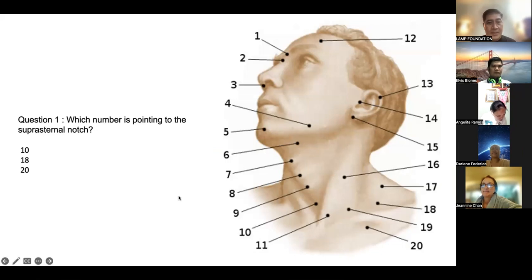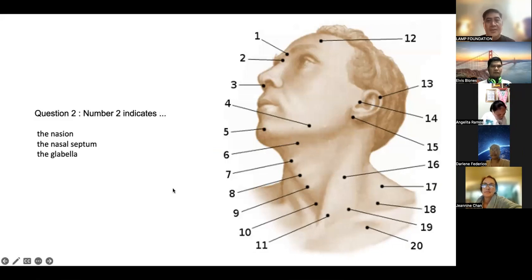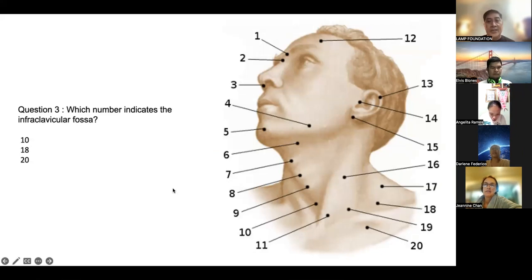Which number is pointing to the suprasternal notch? Number 10. Great. Number 2 indicates? Nation. Which number indicates the infraclavicular fossa? Number 18. Infraclavicular fossa, underneath the clavicle. Number 20. Okay. One mistake, Ma'am Darlene.